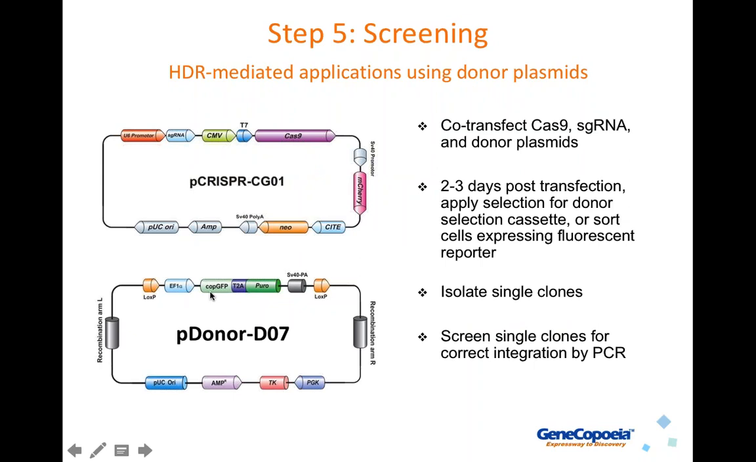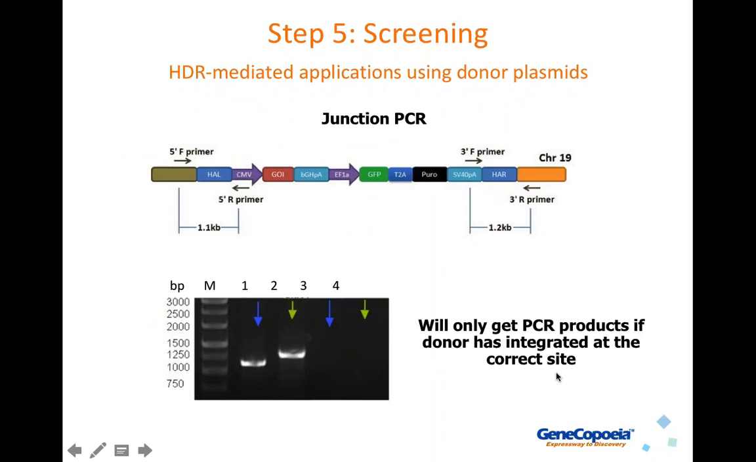But first, again, you co-transfect your CRISPR-Cas9 plasmids along with your donor plasmids. 2 to 3 days post-transfection, you apply selection for the donor selection cassette, or alternatively, sort cells that are expressing the fluorescent reporter. Isolate single clones and then screen the single clones for correct integration by this junction PCR method that I just mentioned. The junction PCR method involves actually making 2 PCR products.